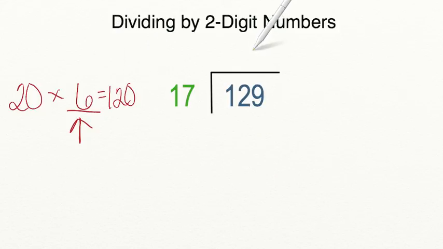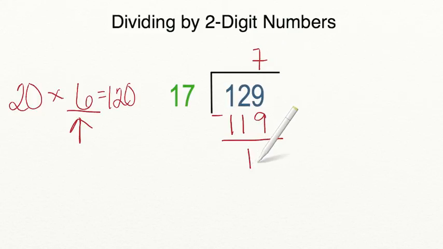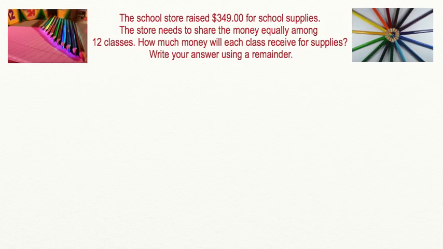So let's try a quotient of 7. 17 times 7 equals 119. When we subtract 119 from 129, we get 10. And that's perfect because 10 is less than 17. So that means that 10 is going to be our remainder. So our quotient is going to be 7 with a remainder of 10. Let's go ahead and try a word problem together.